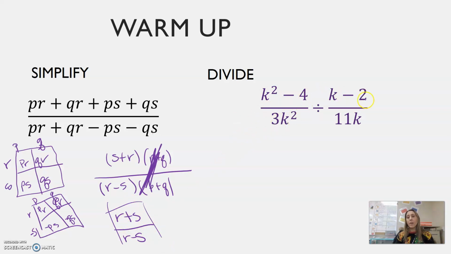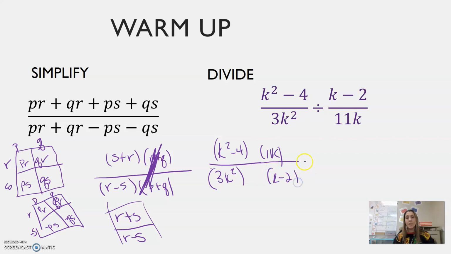This one, we have to multiply by the reciprocal. So I'm going to go ahead and write K squared minus 4 over 3K squared, which doesn't change. And then I'm going to change the multiplication, and I have to flip it. So I'm going to have 11K here, and then I'm going to have K minus 2. Now I need to factor. This is a difference of squares, so we have K minus 2 times K plus 2 times 11K. That didn't change.